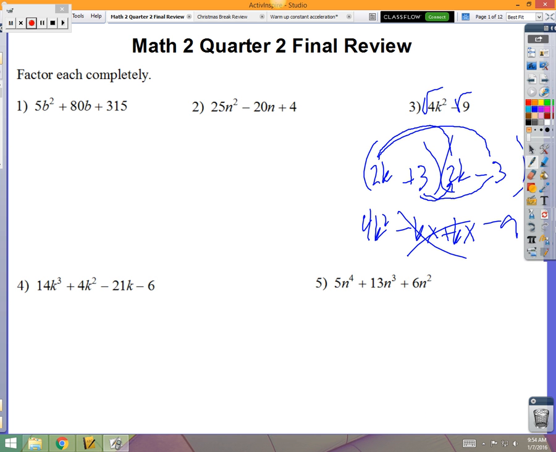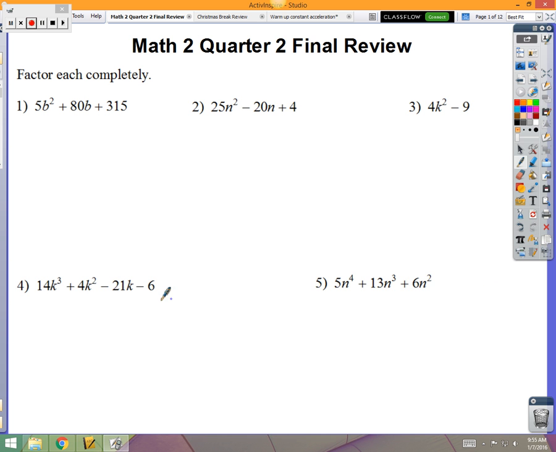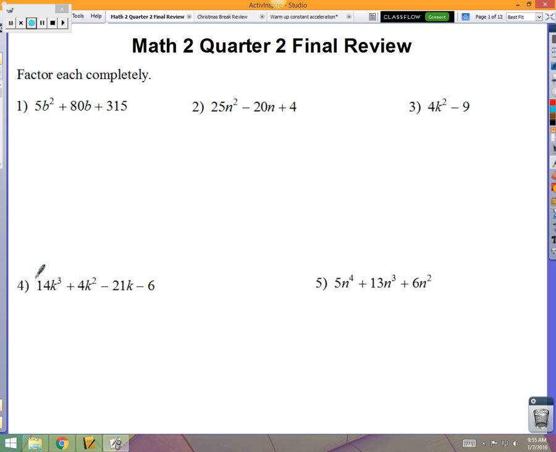Okay, number 4. If you've got 4 terms, you need to use grouping. So grouping, I'm going to group those two together, and I'm going to divide both of those by, you can just divide by 2, and they both have some k's. I can take k squared out of both of them. So if I divide both these by 2k squared, the times problem is going to be 2k squared. That divided by 2k squared is just 7k. And that divided by 2k squared is 2.